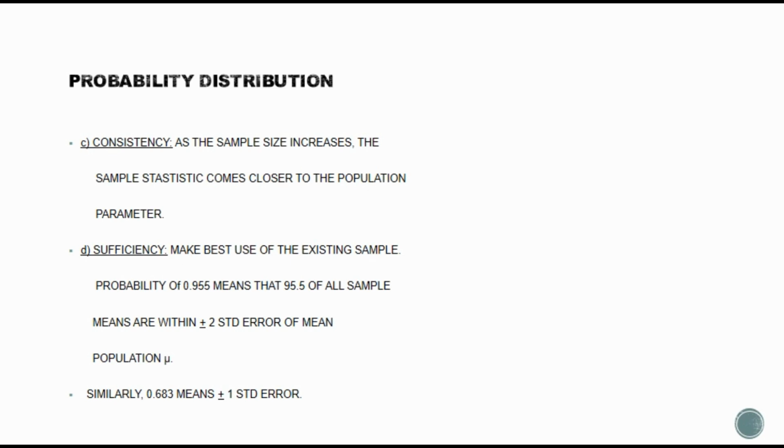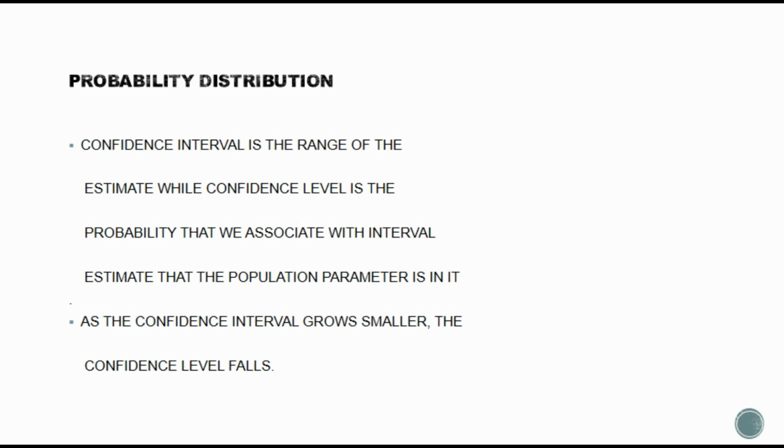Consistency, sufficiency. Confidence interval is the range of the estimate, while confidence level is the probability that we associate with the interval estimate of the population parameter.